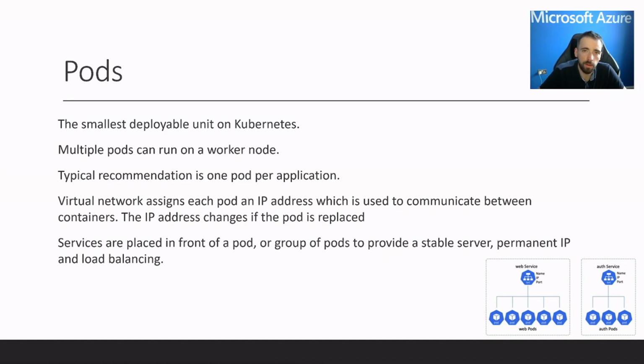This service also provides load balancing between the pods. So we've got 5 pods here. These 5 pods could be deployed across different nodes for high availability, and the service would load balance to them. If one pod goes down, it will continue sending traffic to the rest, so it's highly available.